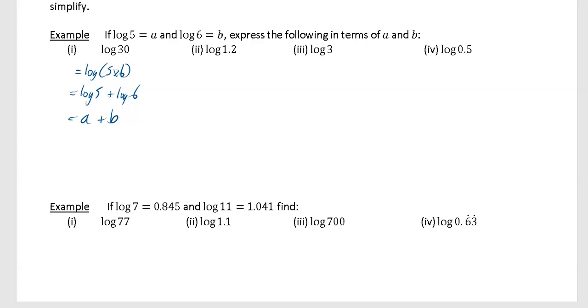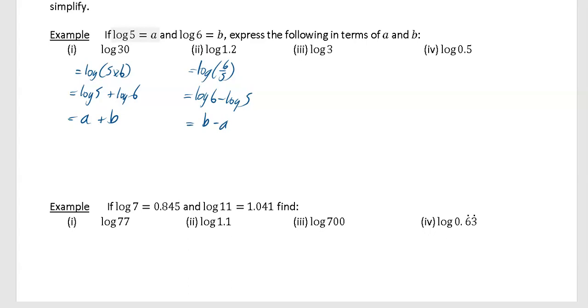Okay, very easy. The next one maybe not just so easy to see. So you have to play around with the numbers. So we'll try 5 divided by 6, but 5 divided by 6 is definitely not going to give you 1.2. Try 6 divided by 5. 6 divided by 5 is going to give you 1.2. So you could write your 1.2 as 6 over 5. And then it's nice and easy. That's just log of 6 minus log of 5. And then get it back in terms of a and b, which is just going to be b minus a.